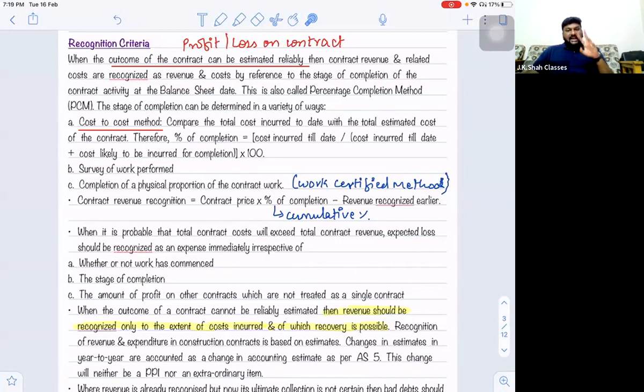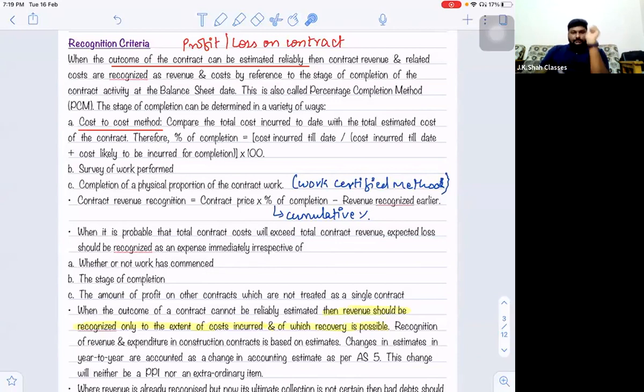Possibility number one, you can work it out. Possibility number two, you are not in a position to work it out. It means the information is not clearly available, whether you can calculate the overall result of the contract. The information is not available with you. You don't know what will be the future cost, or you don't know exactly how much cost has to be incurred. So you cannot reliably calculate the outcome of the project.